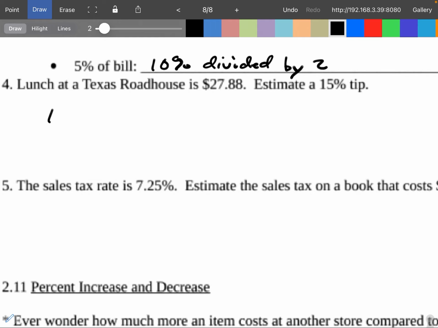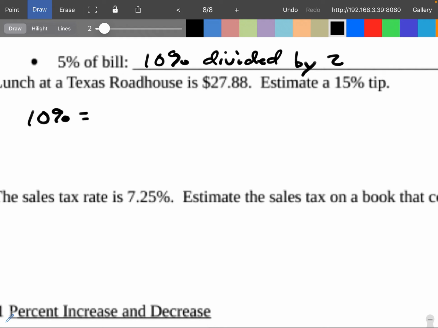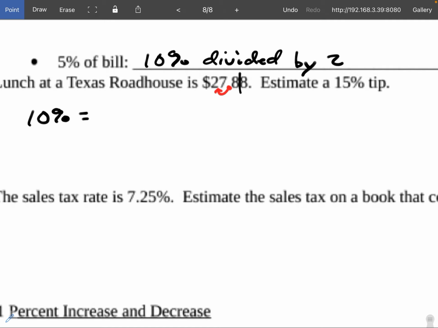All right, let's see if we can do these last couple then. So we want to leave a 15% tip at Texas Roadhouse here, okay? So let's find 10%. So what would 10% be? Just move the decimal one place to the left. Take this decimal right here, move it one to the left. And again, we're going to round off right here then, right? So that last digit there is a 5 or larger. We're going to need to round this up to a 9.